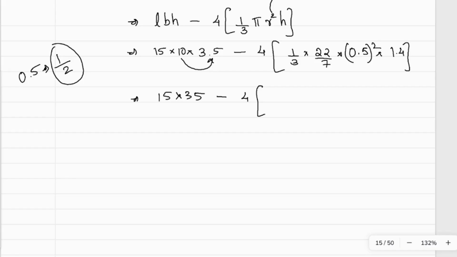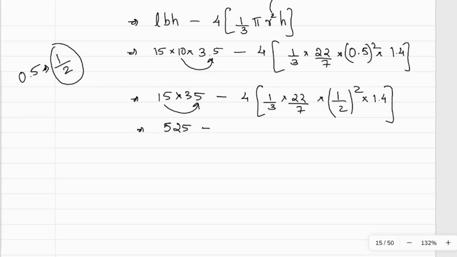Okay, so into 1 by 3 into 22 by 7, I can convert that in this method. I can write it in this way, right? So what I will get here? This is equal to 15 into 35, which is 525. And what's this value? On solving this one, we will get it as equal to 1.46. That is 525 minus 1.46, how much will we get?